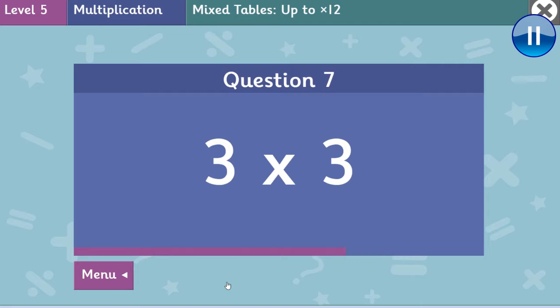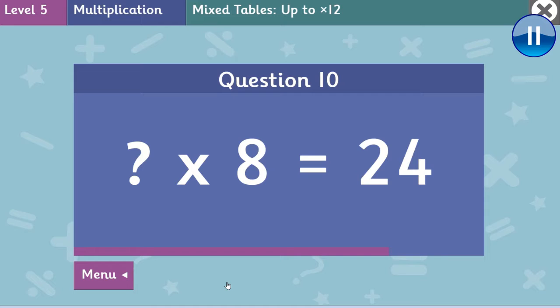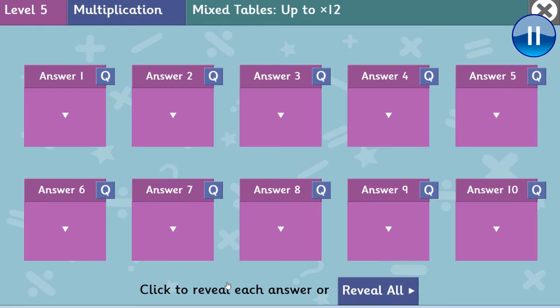Question 7. 3 times 3. Question 8. 5 times 2. Question 9. Something times 6 equals 60. And question 10. Something times 8 equals 24. Let's see how you've done.